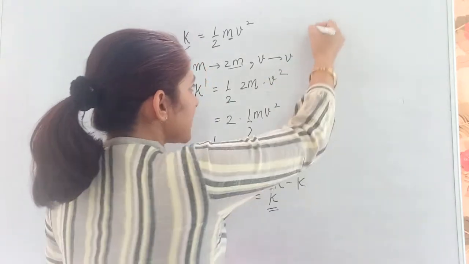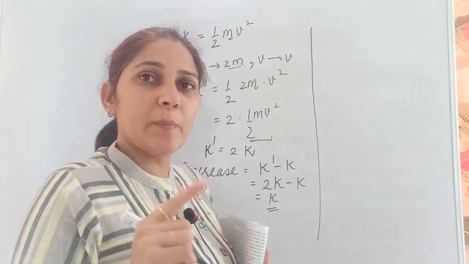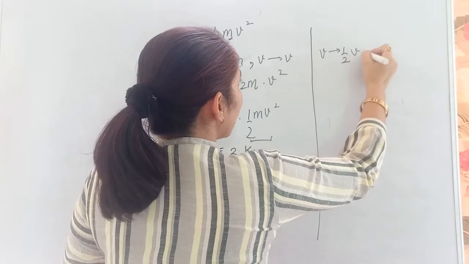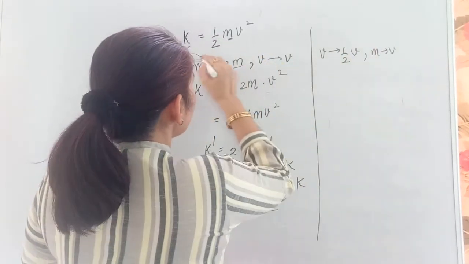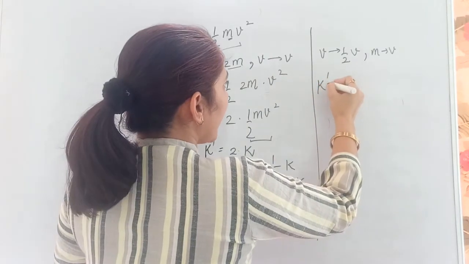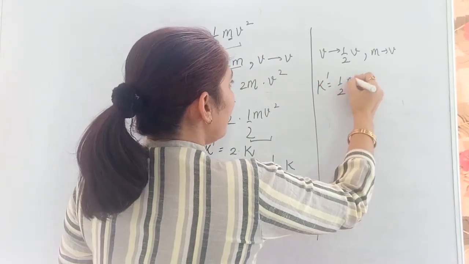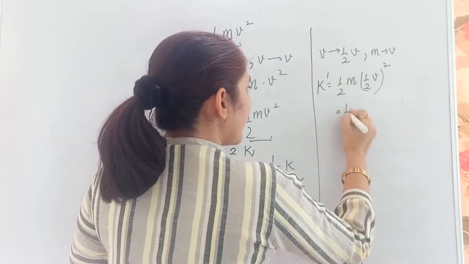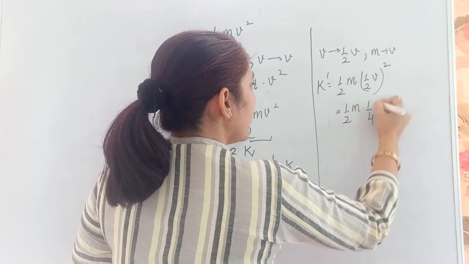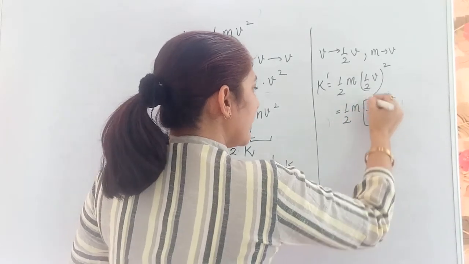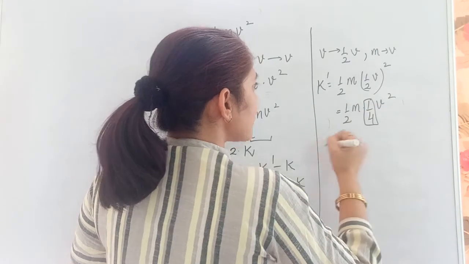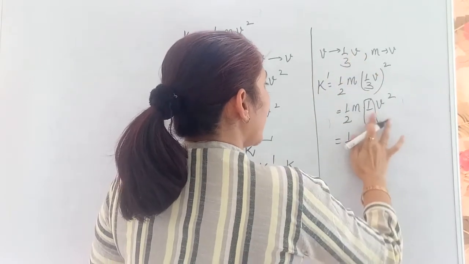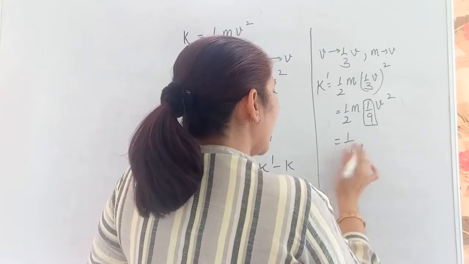Now according to the second situation, if the velocity becomes 1 by 2 of the initial velocity, and mass remains the same, then what does the initial kinetic energy become? The new kinetic energy will be 1 by 2, m will remain the same, and velocity will be 1 by 2 and the whole square. This becomes 1 by 2 m into 1 by 4 into v square. Sorry, this is 1 by 3, 1 by thrice of your previous velocity. So sorry, this is 1 by 9.